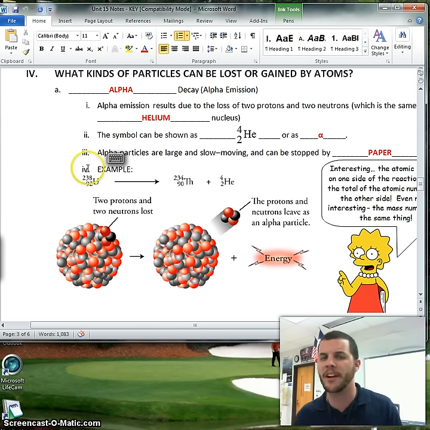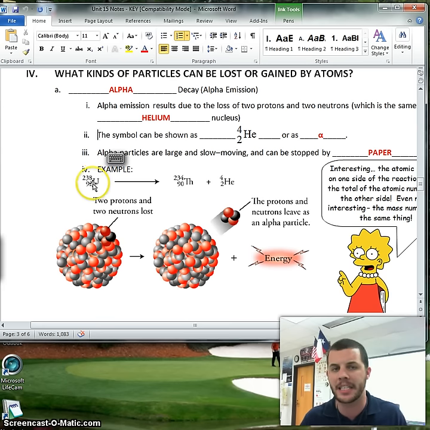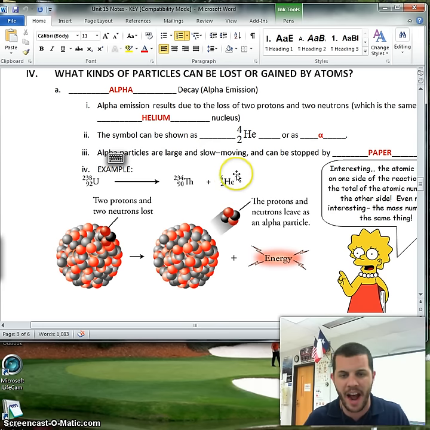If we remember way back from the beginning of the year, the mass number is the number of protons plus the number of neutrons. Well, if this is going to lose an alpha particle, I'm going to lose the number 4 from my mass number, and I'm going to lose the number 2 from my atomic number. And so if I lose 4 from here, it gives me 234. If I lose 2 from here, it gives me 90.